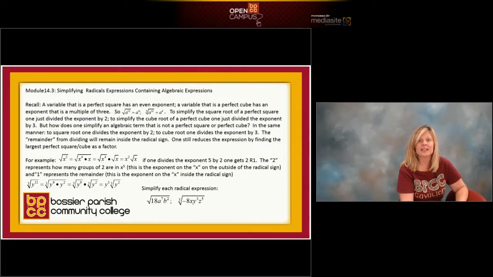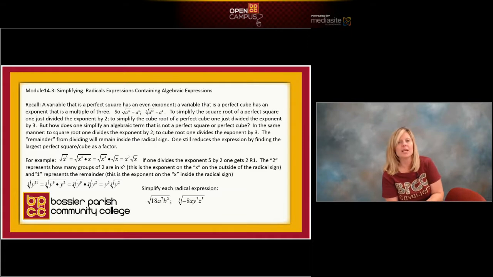Hi y'all. In this module, we're going to simplify some radical expressions, but now we're going to work with variables. So again, to simplify, we have to understand what makes a variable a perfect square and what makes a variable a perfect cube. If you recall, we've already discussed this. If a variable is a perfect square, it will have an even exponent.